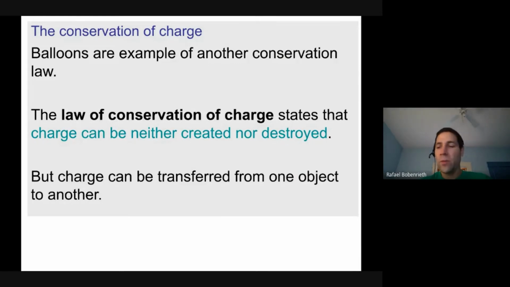This is an important idea as well. So we've got the charge model, and we've got conservation of charge.